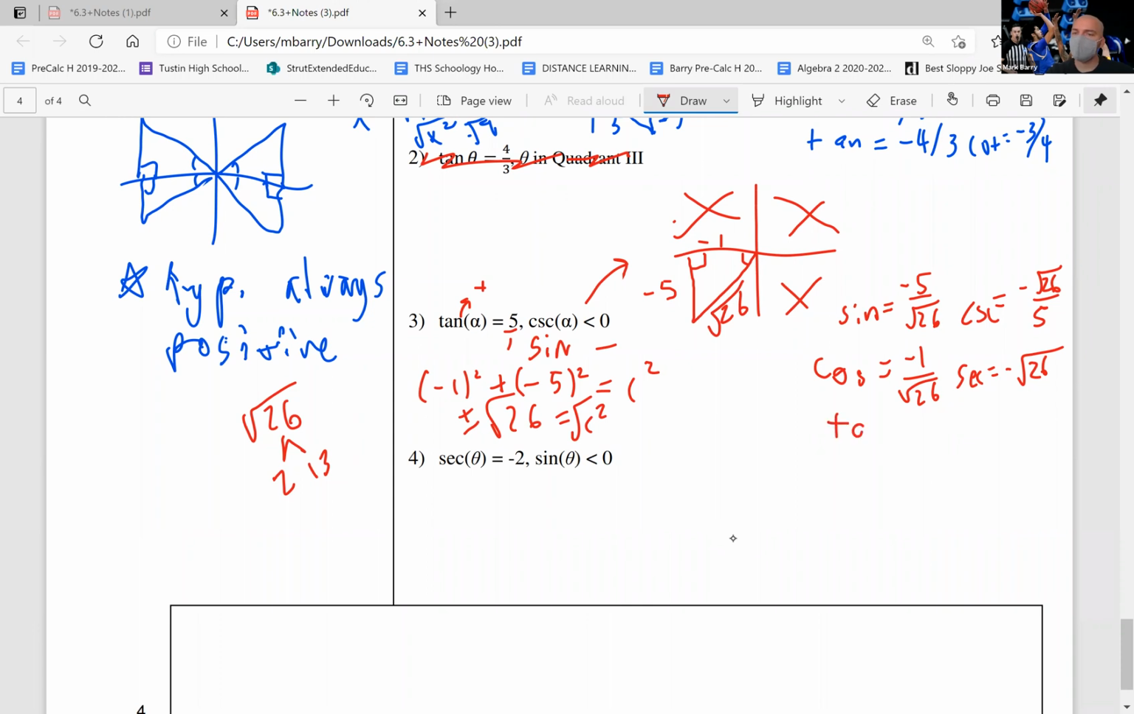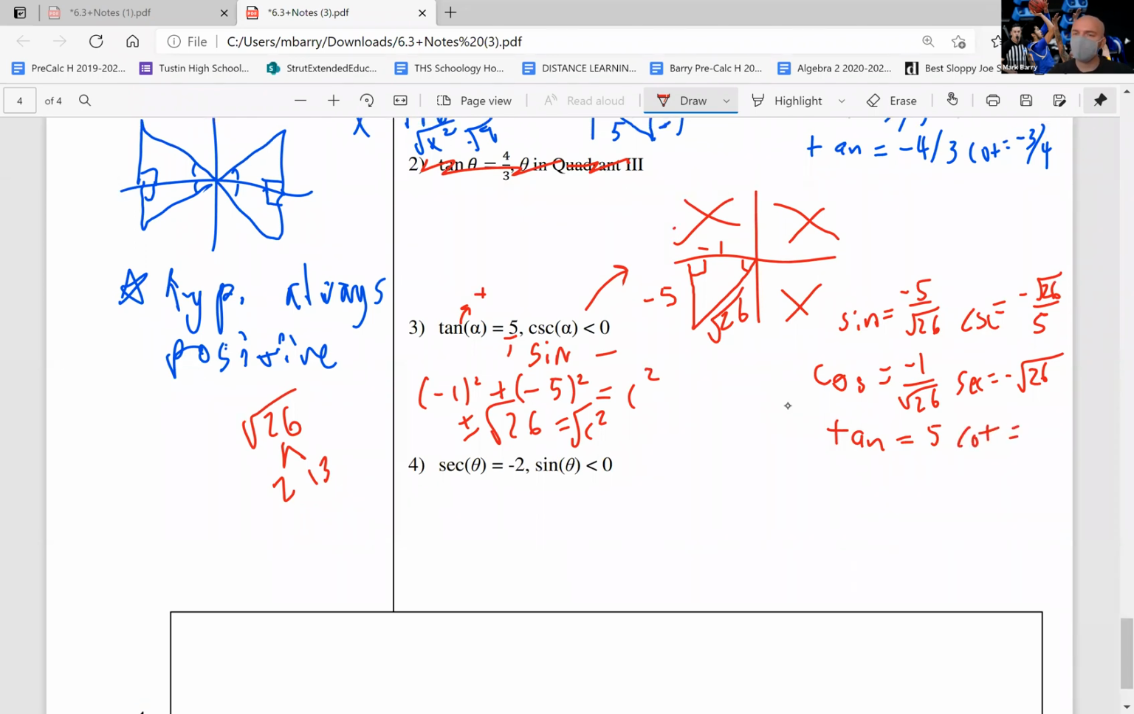Tan we already knew was a positive 5, but my triangle does confirm that. Opposite over adjacent is -5 over -1, which is positive 5, which means cotangent is a positive 1/5. So there we go. We see that tan and cotan are positive in the third quadrant. The other four are negative in the third quadrant, which is how it should be.